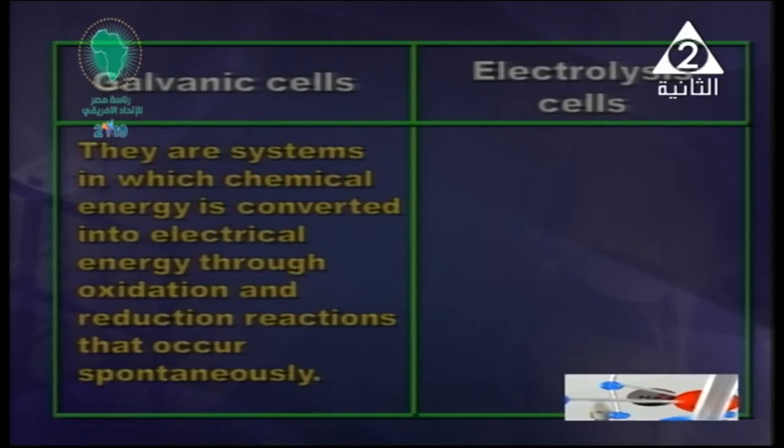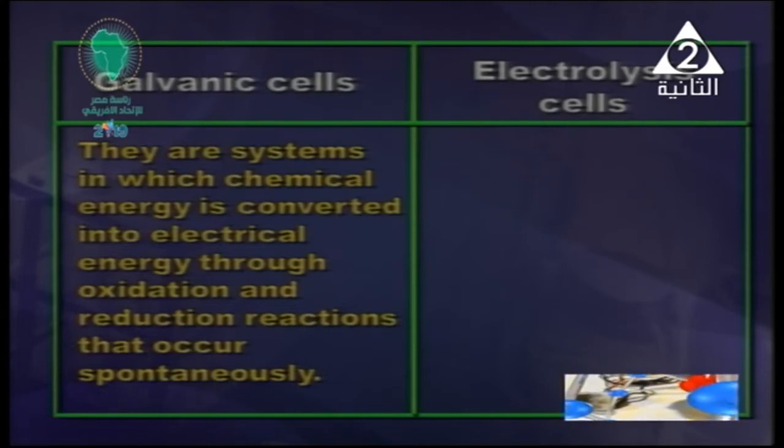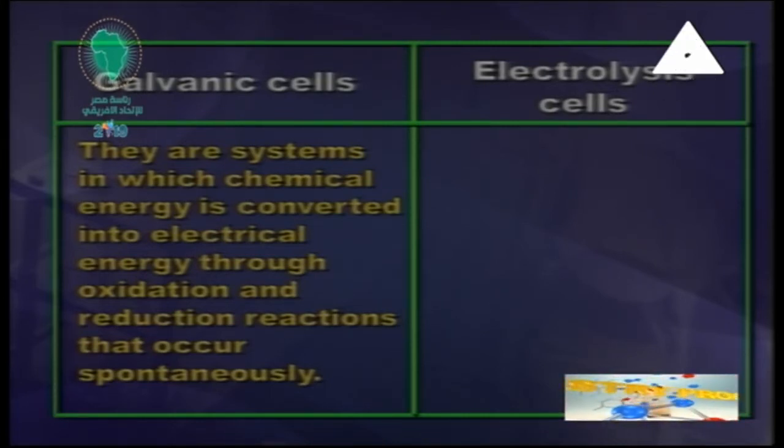Galvanic cells are systems in which chemical energy is converted into electrical energy through oxidation and reduction reactions that occur spontaneously. It takes place without an external effect, without an external current.